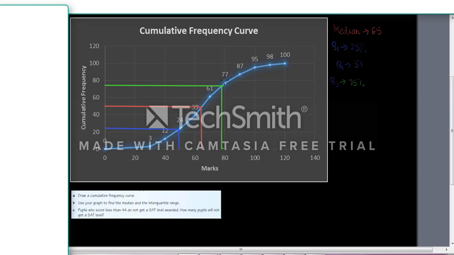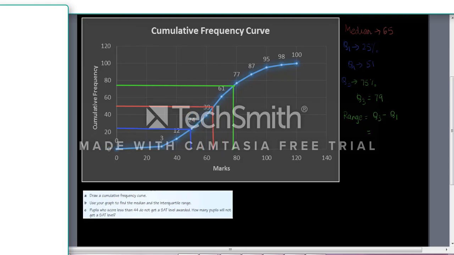So now talking about the interquartile range. The interquartile range is the value of the upper quartile minus the value of the lower quartile. So which in this case comes out to be equal to 79 minus 51, which is equal to 28.